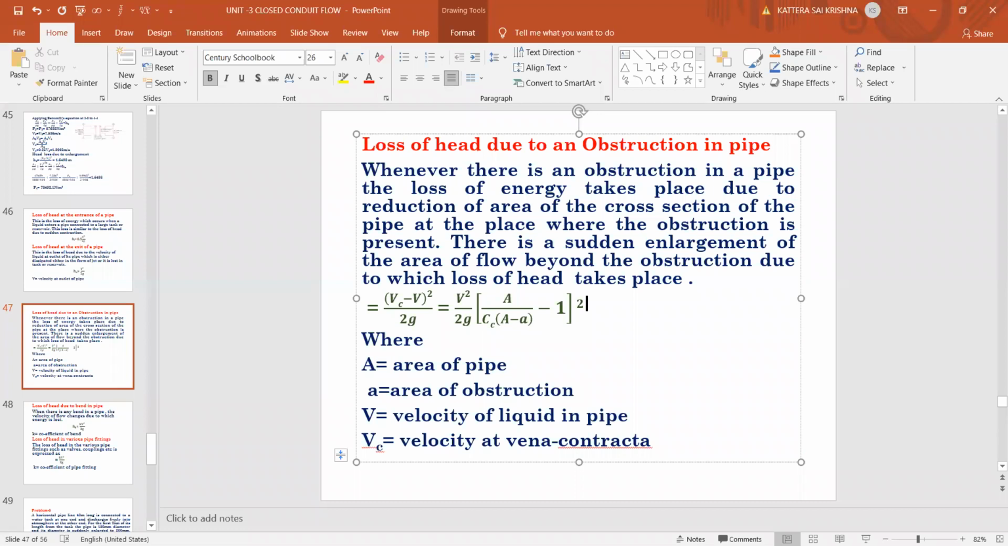Okay, the last two are left, that is loss of head due to bends and loss of head due to fittings. After you copy this, we'll take those two formulas also.